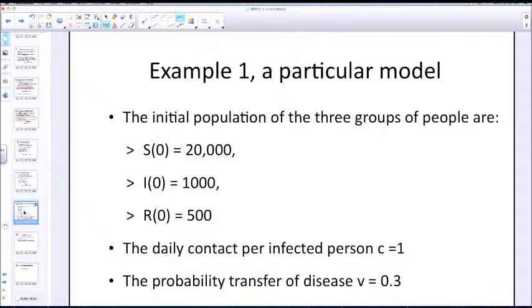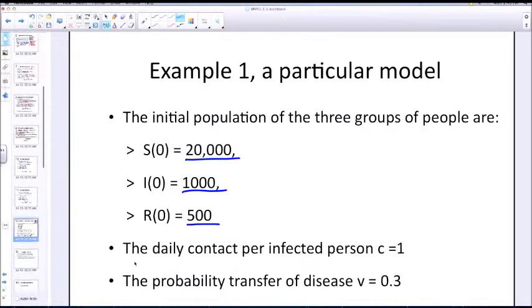So in that particular example, let's assume in the beginning, for one particular disease, the health board reported that in the community, there are 20,000 people who could be contagious to the disease. So we call initial susceptible 20,000. And we may estimate 1,000 people have already been infected, and 500 recovered. That's how we start the simulation.